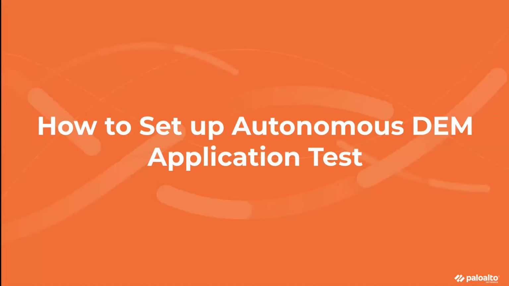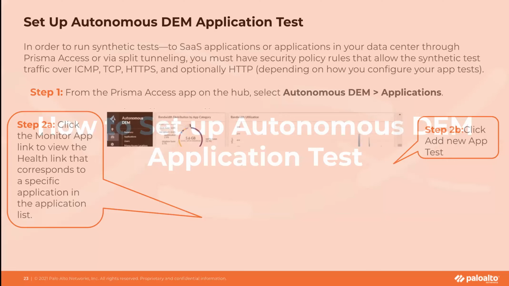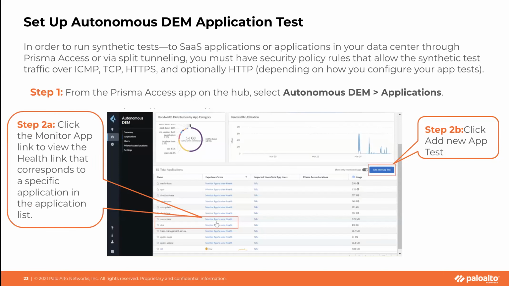How to set up autonomous ADEM application tests. If you already have licenses activated, you just need to log into your ADEM portal on the hub, apps.paloaltonetworks.com. You will see there is a Prisma Access app. Go there, and from there you can go to the application section. From the application section, you can click on whatever you want to monitor and create the test. Just click here to add a new test.